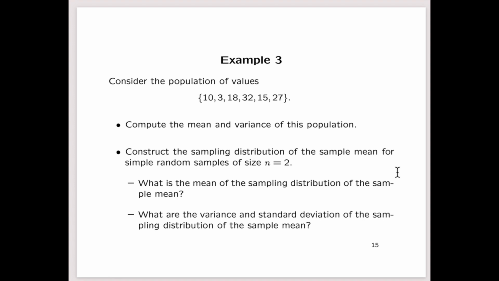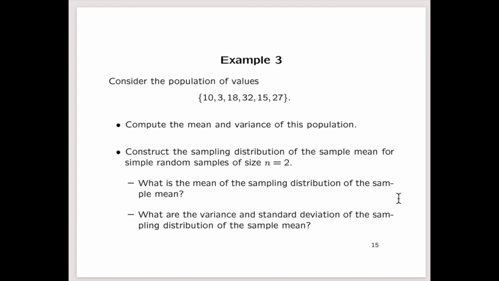Now let's look at another example. So again, consider this population of 6 values: 10, 3, 18, 32, 15, and 27. What we want to do is to compute the mean and the variance for this population. And then after we do that, we want to construct the sampling distribution of the sample mean for simple random samples of size little n equal to 2. And we want to answer some questions about that sampling distribution.